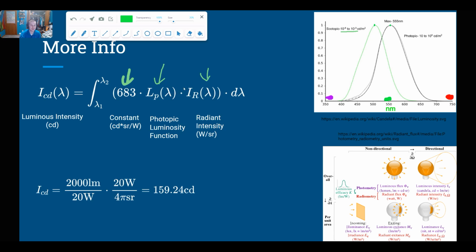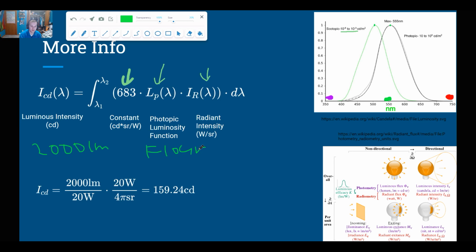And there's a little bit of an issue with this. If you look down here at the bottom, I've got some math here, so let's explain what's going on. This is an example of if you want to find the candelas of a light bulb. The conditions of this light bulb are that we have 2,000 lumens, and we're going to use the example of a fluorescent light bulb.